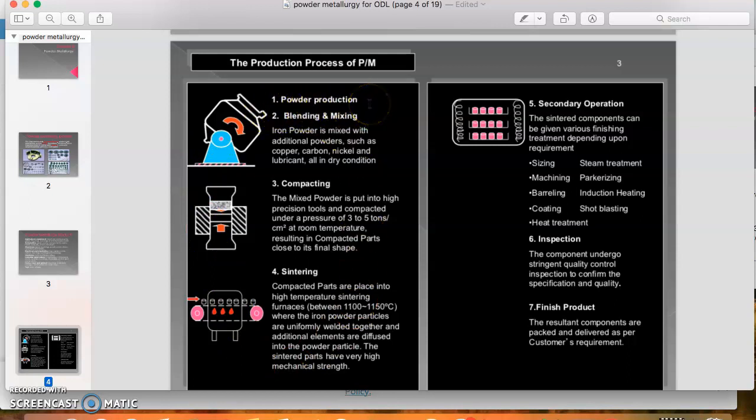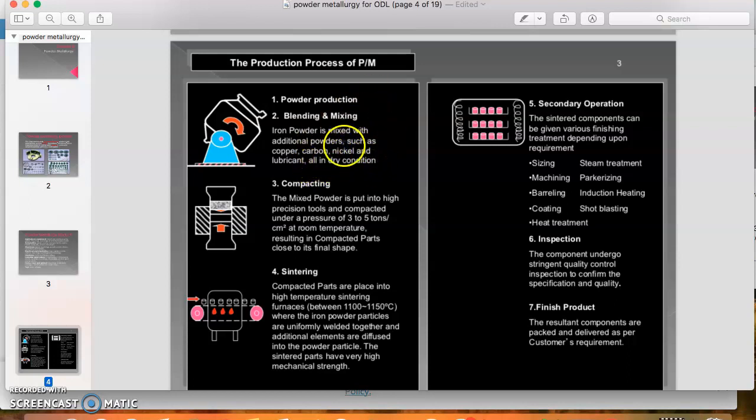It's a process to produce a metal powder. And then the metal powder will go to the second step, which is blending and mixing, where we blend and mix the metal powder with additional material such as copper, carbon, nickel, and lubricant, all done in a dry condition.